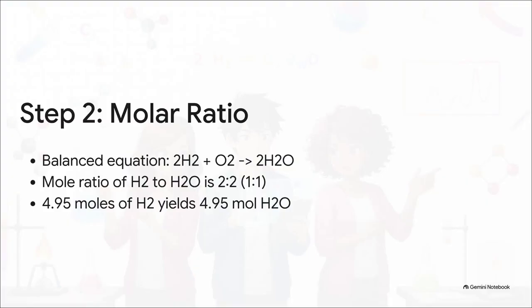Now for step 2, crossing the bridge, we look at our balanced equation, right? 2H2 plus O2 yields 2H2O. The ratio of hydrogen gas to water is 2 to 2. Notice how nicely that simplifies to a straightforward 1-to-1 ratio? So for every mole of hydrogen we put in, we get 1 mole of water out, meaning our 4.95 moles of hydrogen will yield exactly 4.95 moles of water. Just like that, we've successfully crossed the bridge.